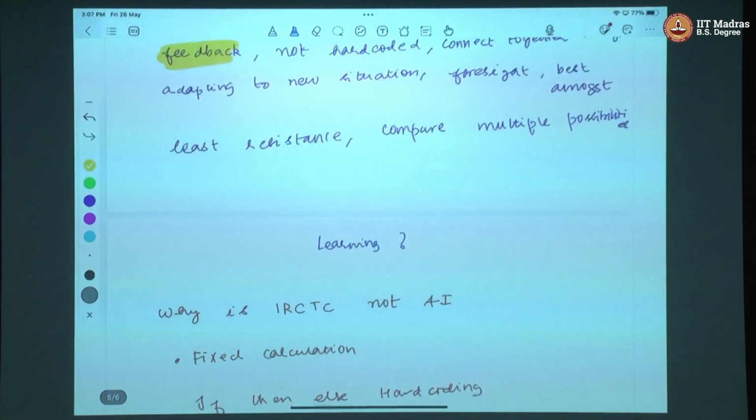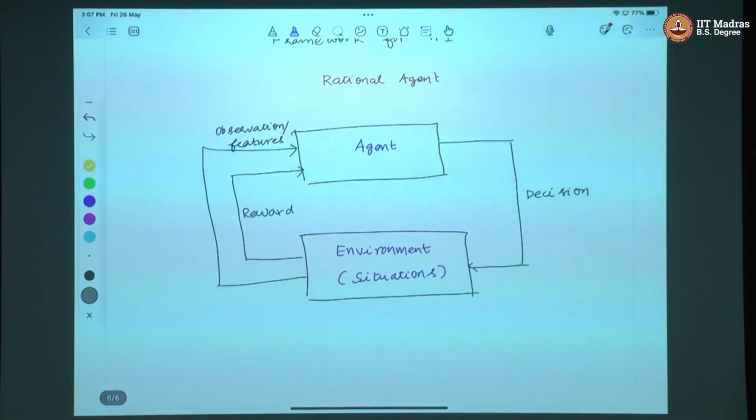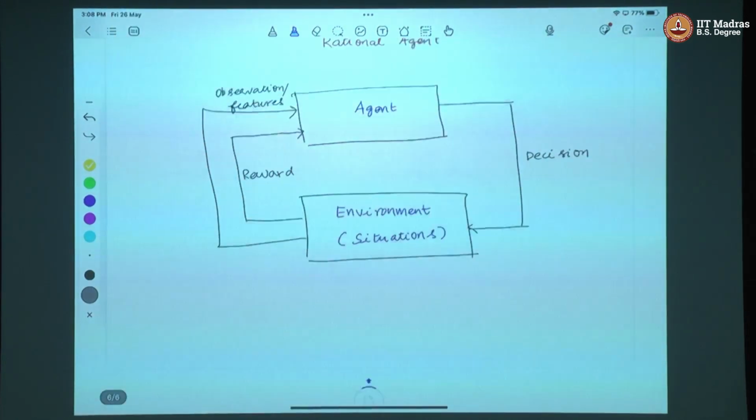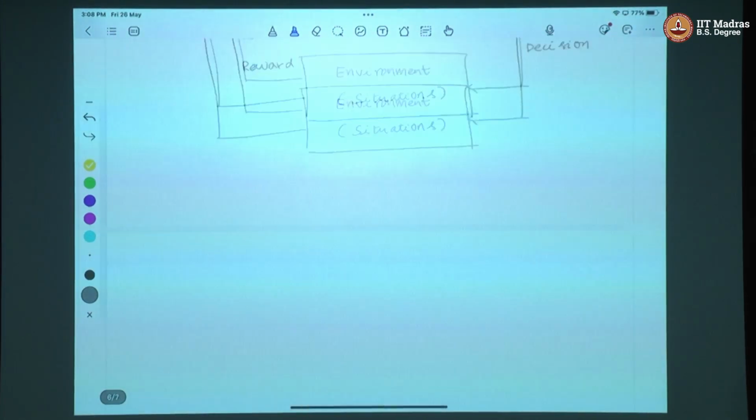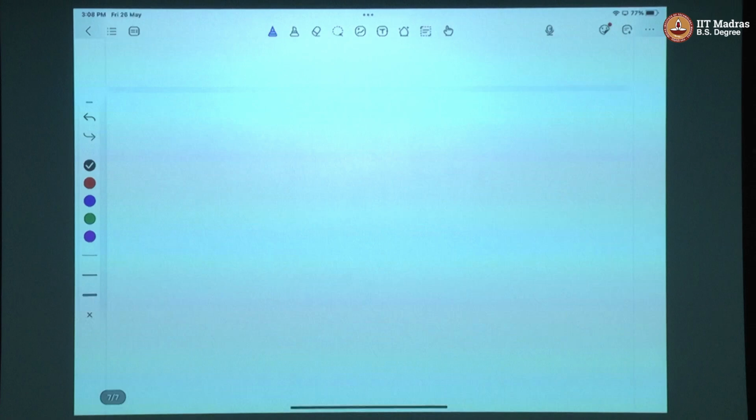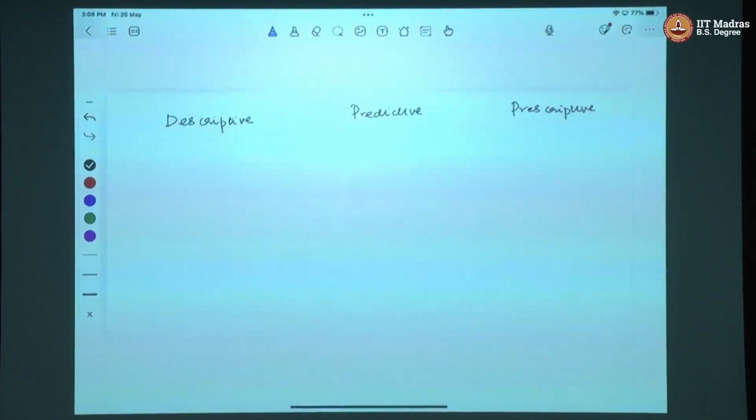Okay, so now we will slowly take three important tasks. There are only three kinds of tasks, the fundamental varieties of task that can possibly occur: descriptive, predictive, and prescriptive.